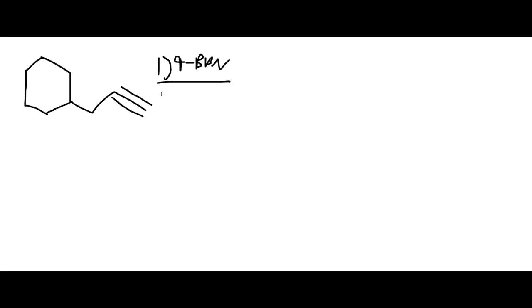I'll show another example here. If we have this structure, we have a terminal alkyne, and it's still reacting with the same reagents that we had been using, 9-BBN, peroxide and NaOH. From here we would draw the original structure, and we would draw this in an enol version. The double bond will go here.